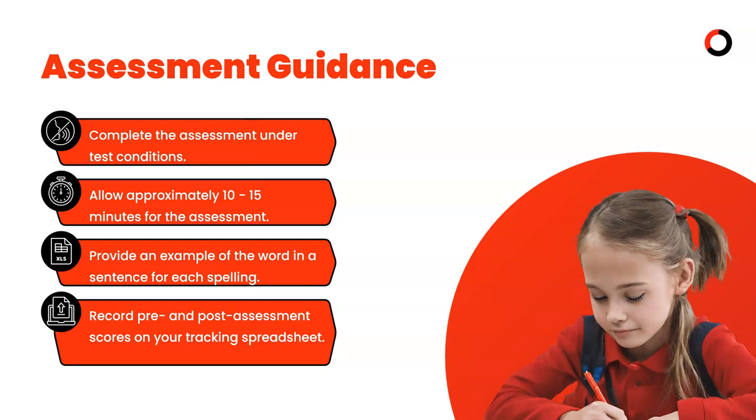If you can complete the assessment under test conditions, allow approximately 10 to 15 minutes for this. And if you can provide an example of the word in the sentence for each of the spellings, provide context, and then just make sure you record the pre and post assessment scores on the tracking spreadsheet. So that is the end of the implementation. The next step will be to download the protocol and then to download the resource folder, and then you can start your trial.